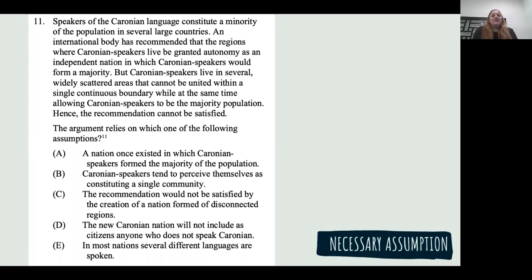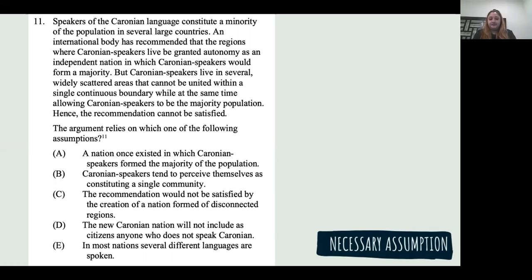Okay, cool. Speakers of the Curonian language constitute a minority of the population in several large countries. An international body has recommended that the regions where Curonian speakers live be granted autonomy as an independent nation in which Curonian speakers would form a majority. But Curonian speakers live in several widely scattered areas that cannot be united within a single continuous boundary, while at the same time allowing Curonian speakers to be the majority population. Hence, the recommendation cannot be satisfied.